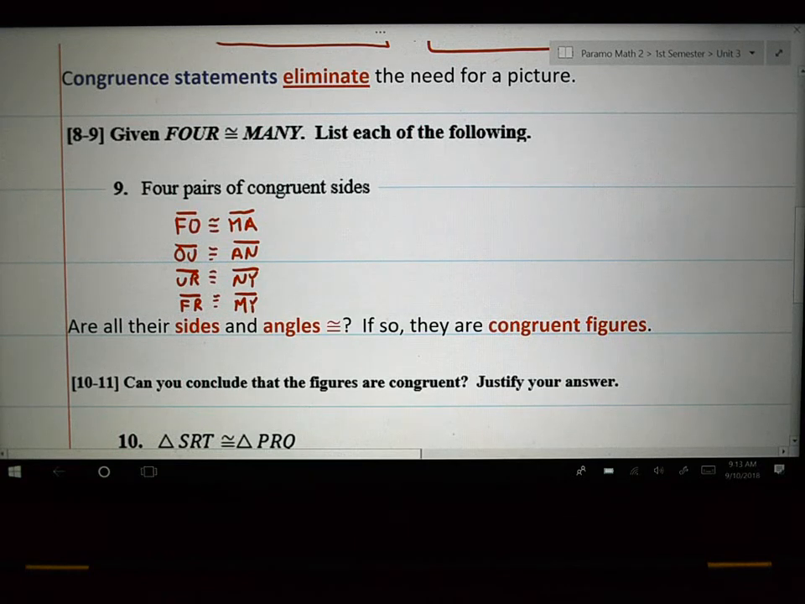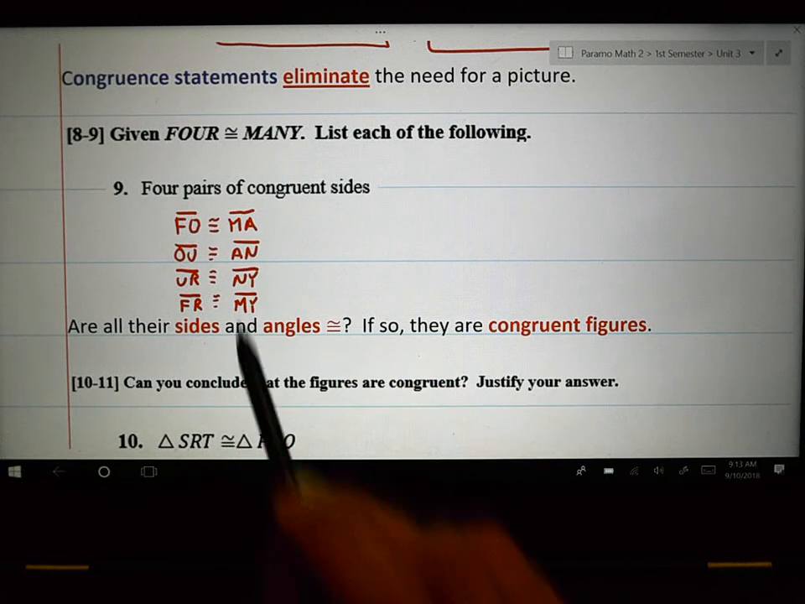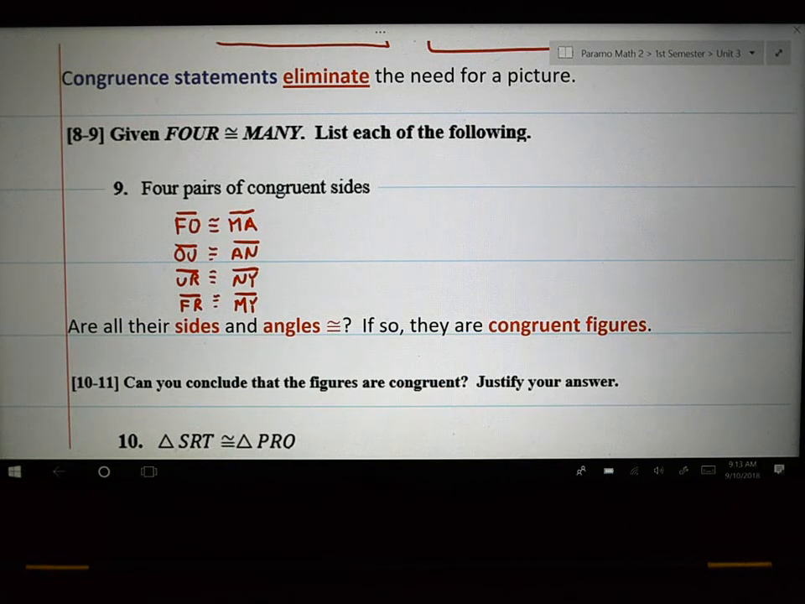Usually we're going to make it match. 4 pairs of congruent sides. 1, 2, 3, 4. That's it. It's not hard. Didn't even have to draw a picture.